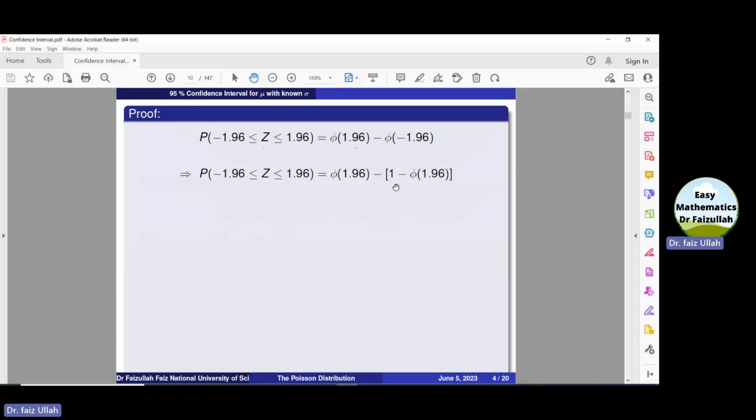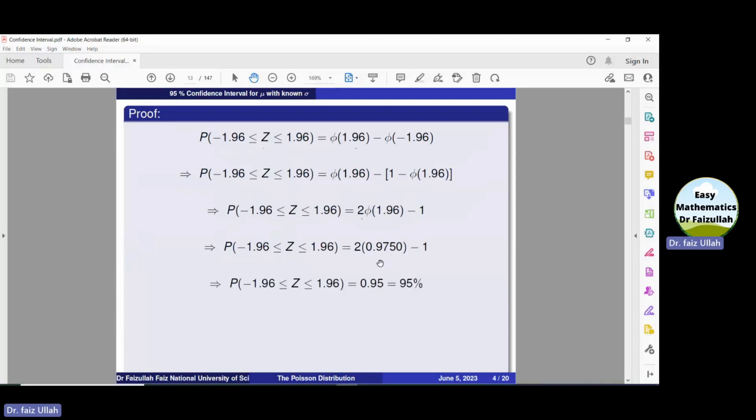Now if we simplify this, we get 2 phi of 1.96 minus 1. And now we can use the table of normal distribution to find the value of phi of 1.96, which is 0.9750. If we simplify this, we get 0.95, which is equal to 95%. Hence the probability that z is between this number and this number is 95%.